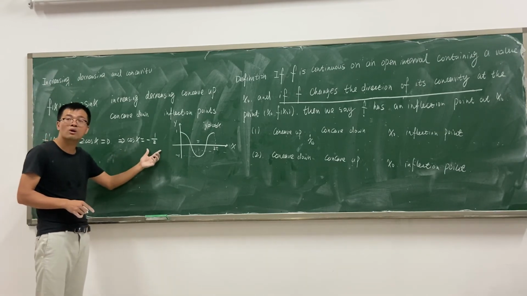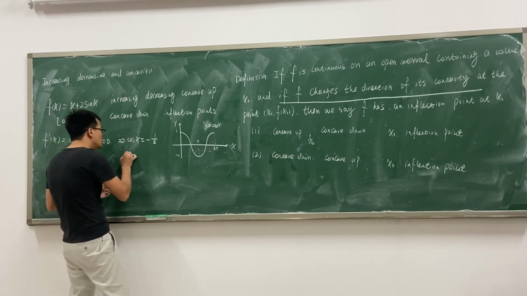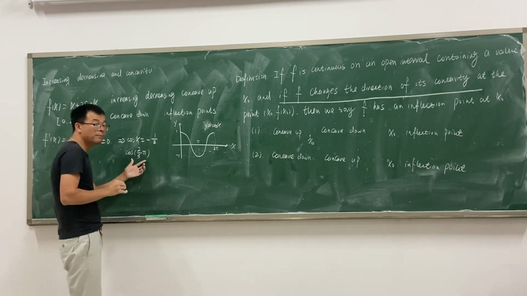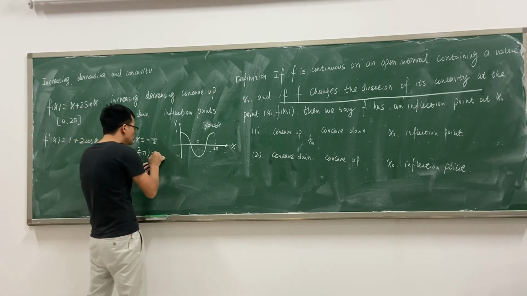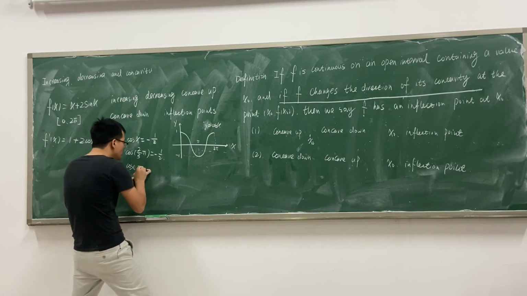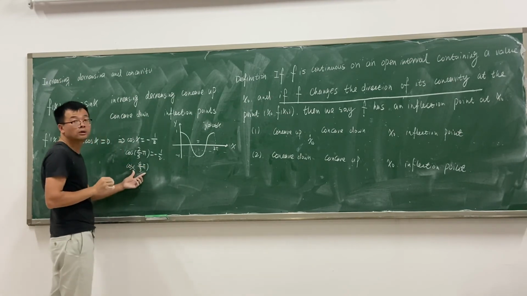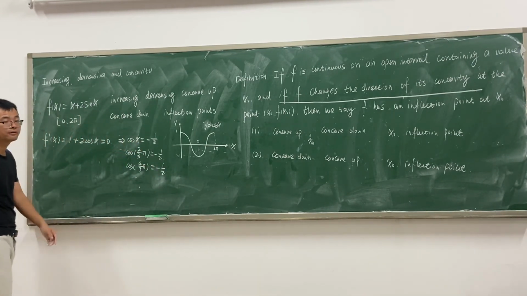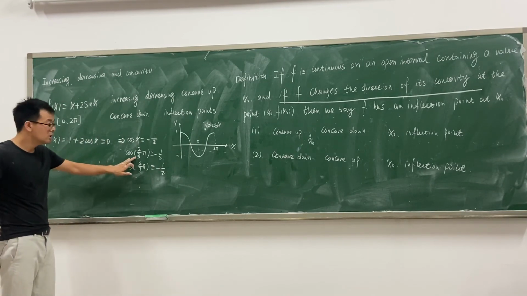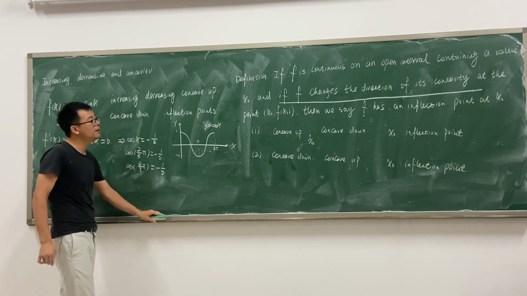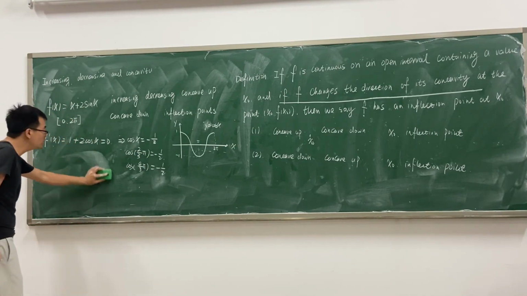So cosine of what equals 1/2? Actually, we know cosine of 2 pi by 3 equals 1/2 in magnitude, and cosine of 4 pi by 3 also. So here we have 2 points. The first is 2 pi by 3, the second is 4 pi by 3.